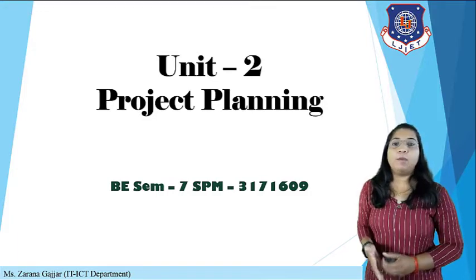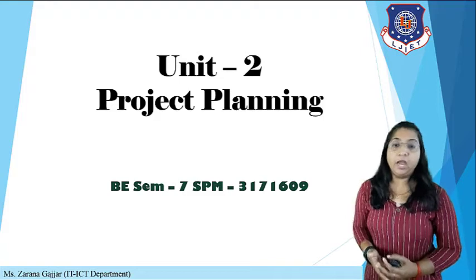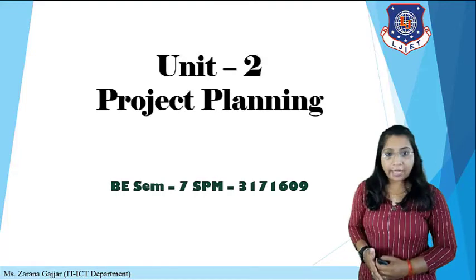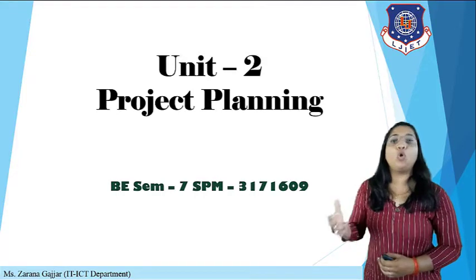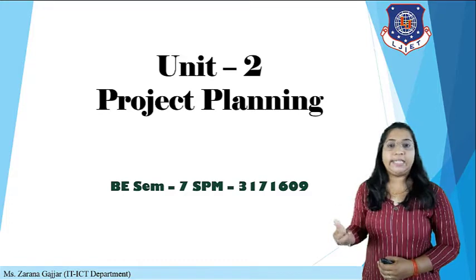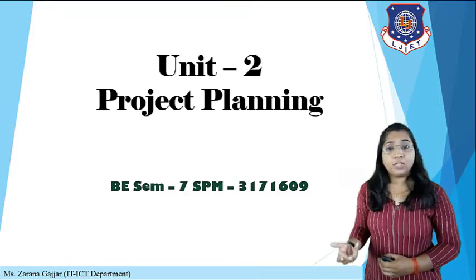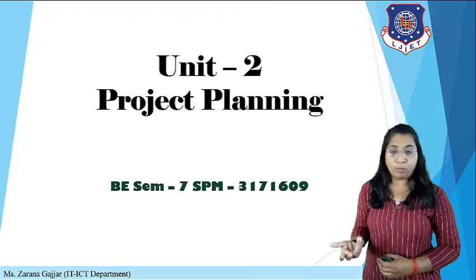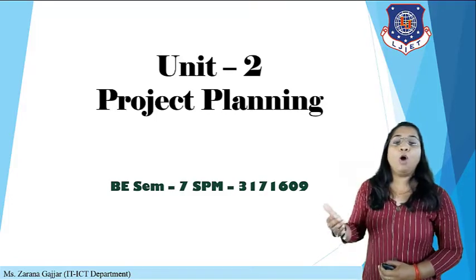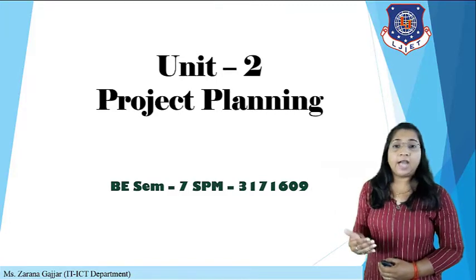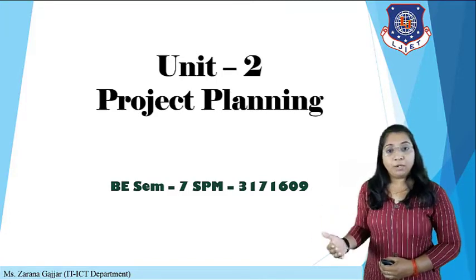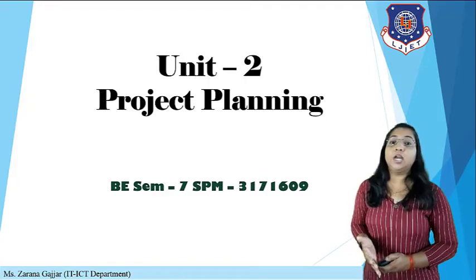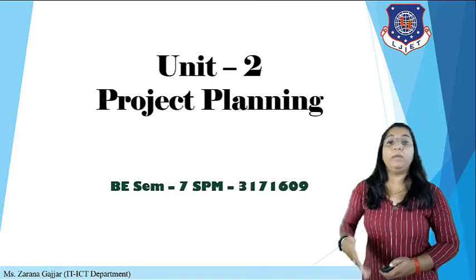Here we are discussing Unit 2, that is Project Planning. Till today's lecture, we have discussed various cost estimation techniques, including the COCOMO model. In detail, we have discussed the categories of COCOMO model, that is organic, semi-detached and embedded categories of project. Then we discussed the stages of COCOMO model, that are basic COCOMO model, intermediate COCOMO model and detailed COCOMO model. Now in today's lecture we are going to discuss what we mean by budgeting.